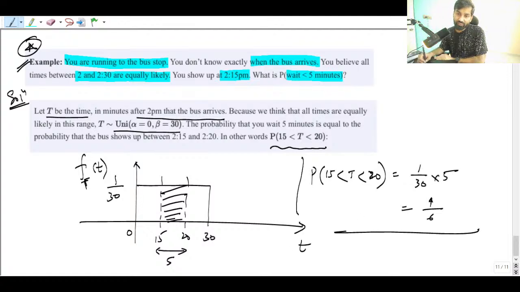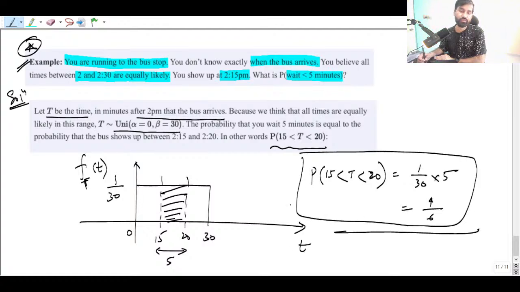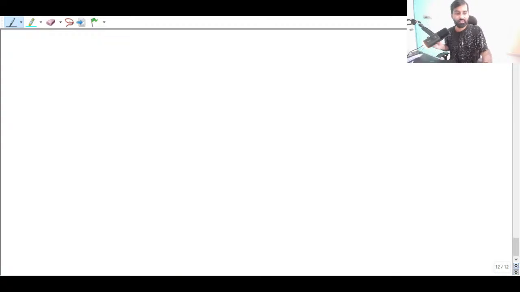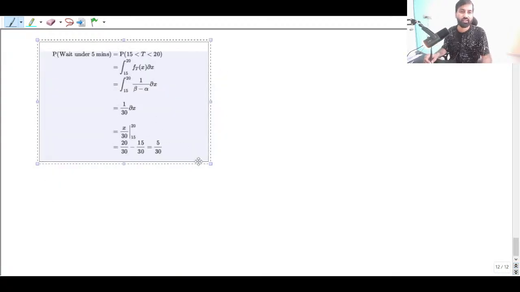Why have we done it directly like this, guys? Because probability is nothing but the area under the density function. You can also use integration, but here there is no need to compute the integration, right? It is directly doable since the density function is constant, and inside the integral, everything is constant. You can see this also.